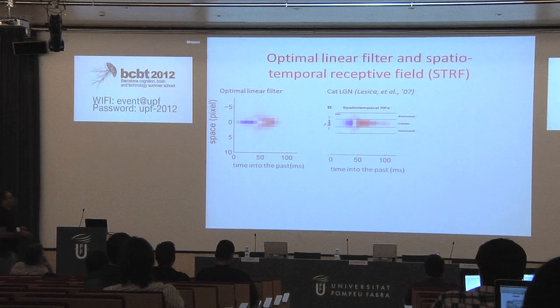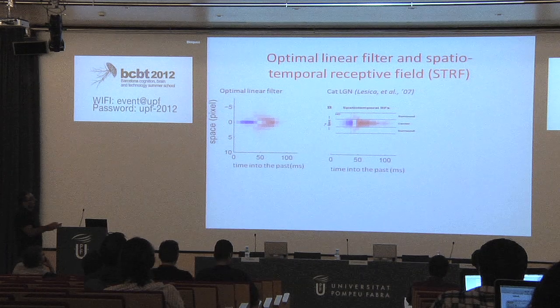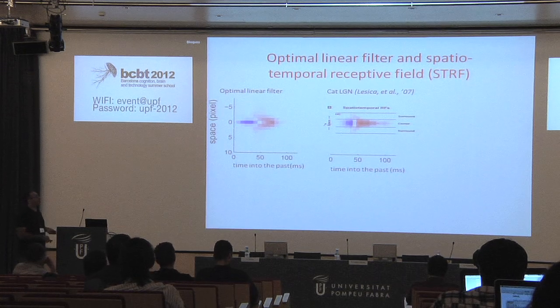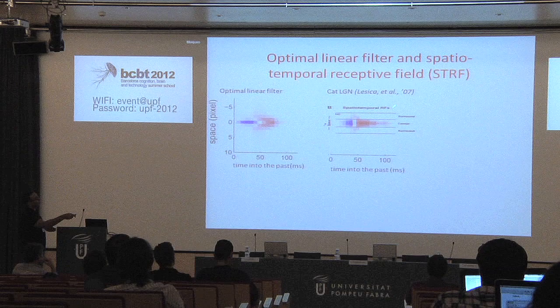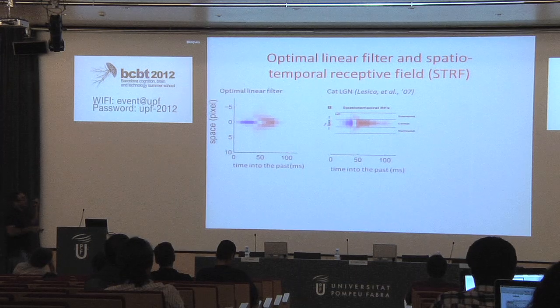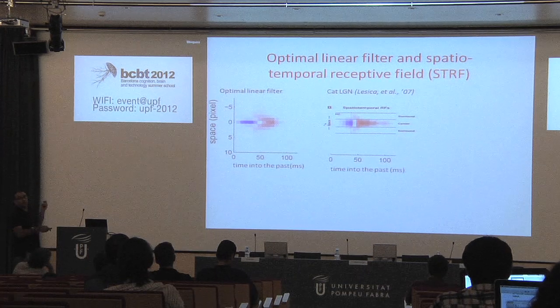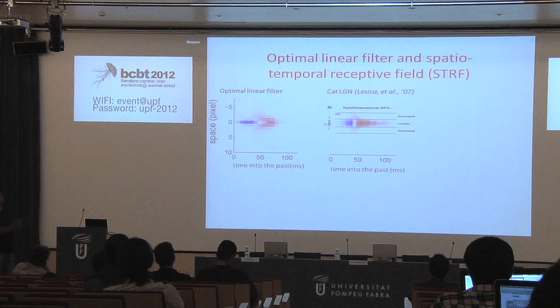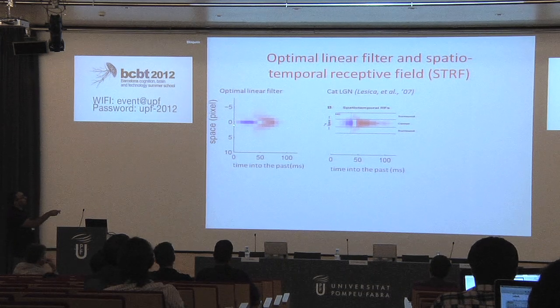Okay. So, all right, so we computed this optimal linear filter, just as I explained before, and we can compare it to the actual measurements. And here's an experiment. This one is from Lesica et al., recordings from cat LGN, measured in response to the same natural movie that we use to generate this linear filter. And as you can see, the shape of the two filters is very similar.